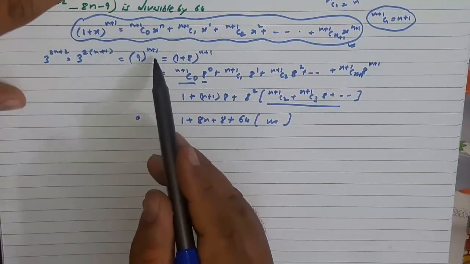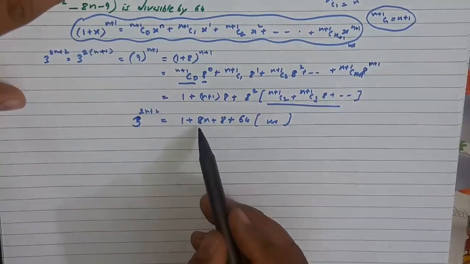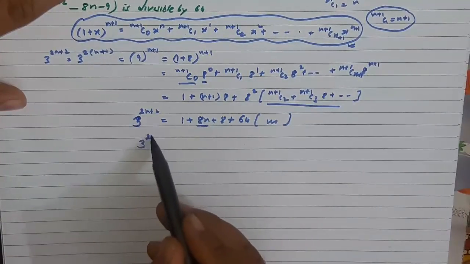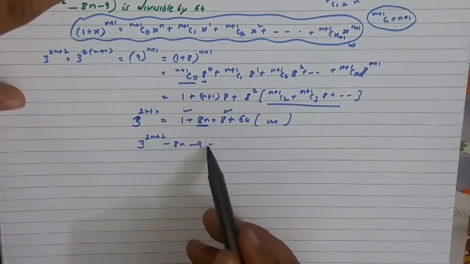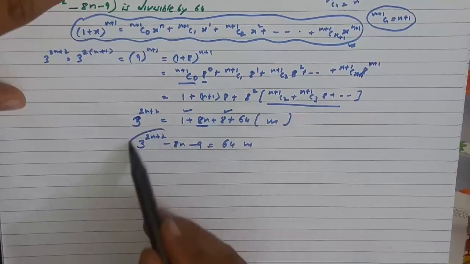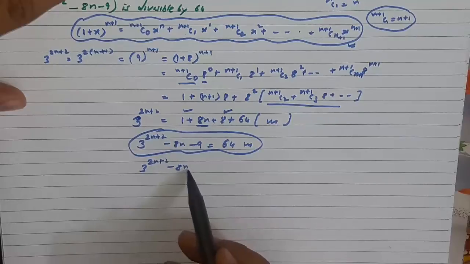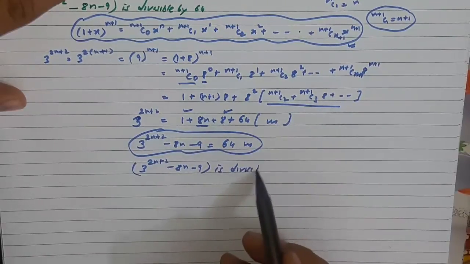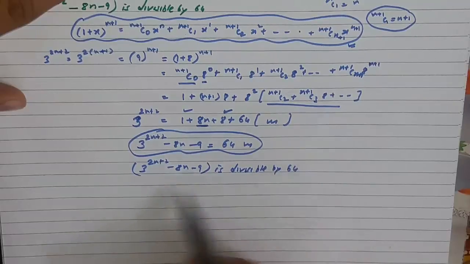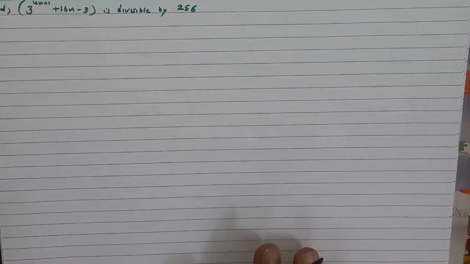So we have 1 plus 8n plus 8 plus 64 times, and let us assume that this result is m, right? And this is your 9 raised power n+1. This ko hum le sakte hain 3 raised power 2n+2, right? So 8n ko idhar layenge, to 3 raised power 2n+2 minus 8n, 1 and 8 is 9. So minus 9 equal to 64 times m. So we can say that this 3 raised power 2n+2 minus 8n minus 9 is divisible by 64 here, right? Using binomial theorem, right?